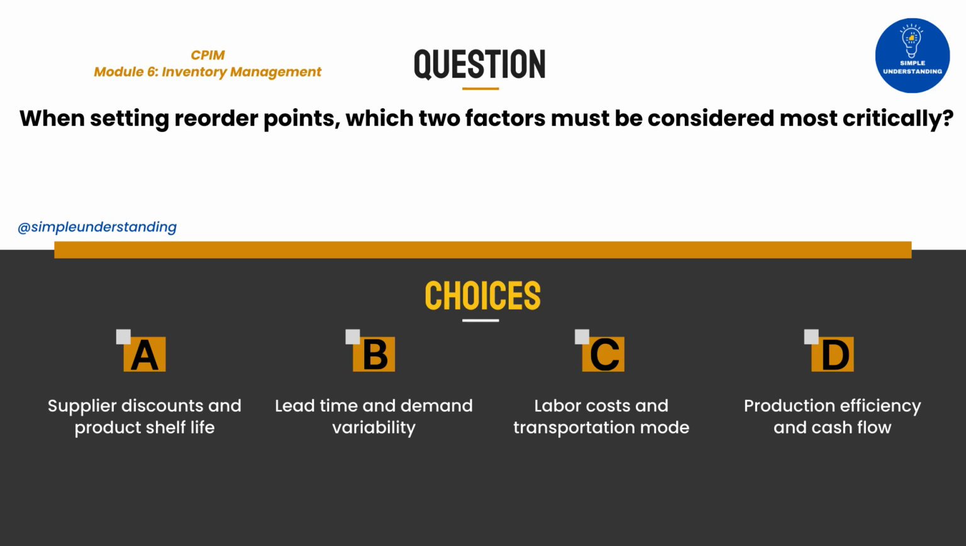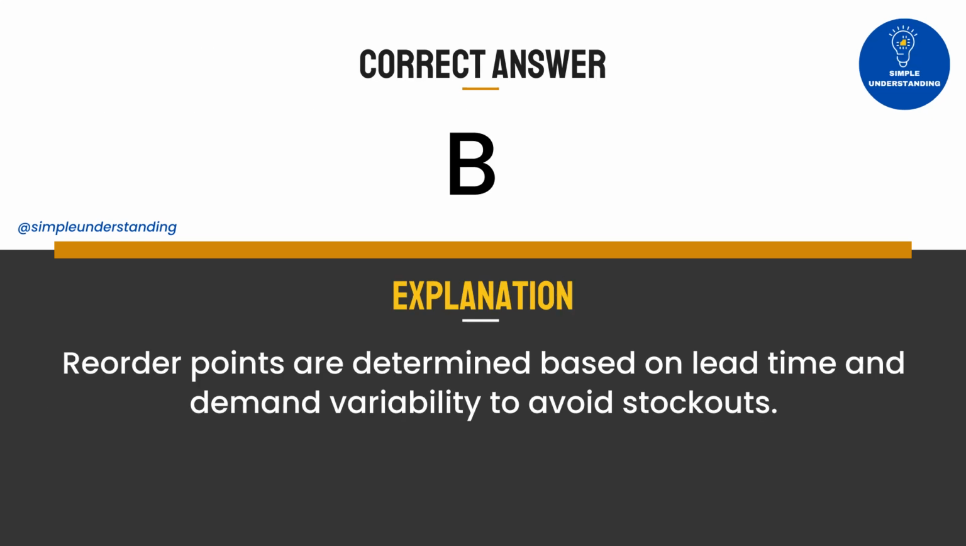Question 2. When setting reorder points, which two factors must be considered most critically? A. Supplier discounts and product shelf life. B. Lead time and demand variability. C. Labor costs and transportation mode. D. Production efficiency and cash flow. Correct answer, B. Explanation. Reorder points are determined based on lead time and demand variability to avoid stockouts.